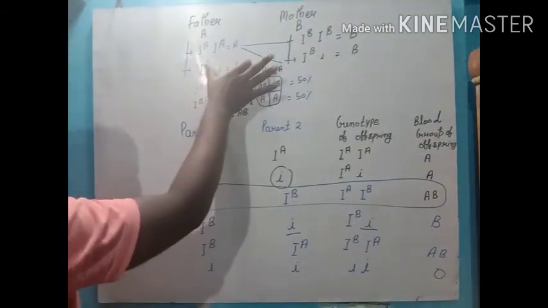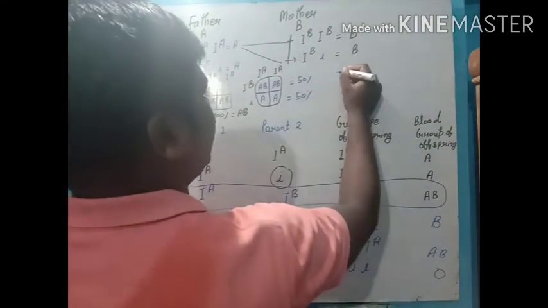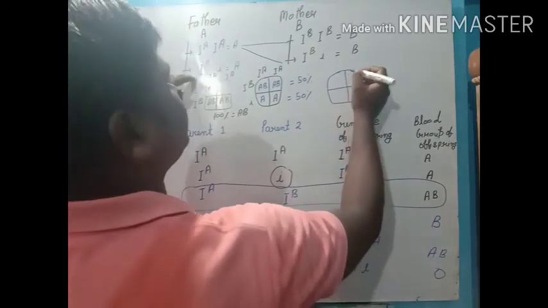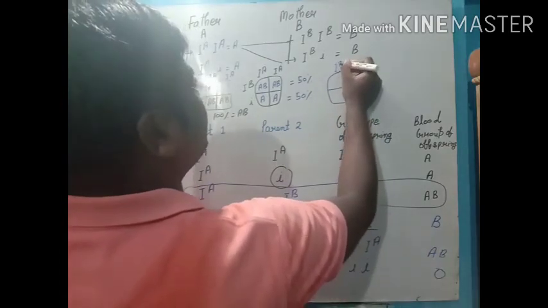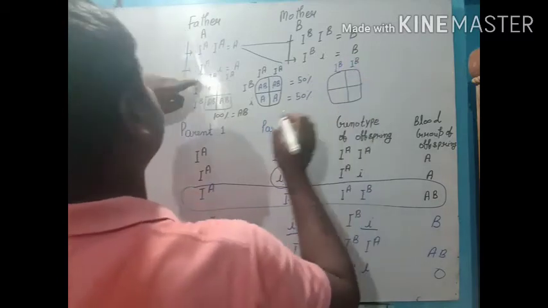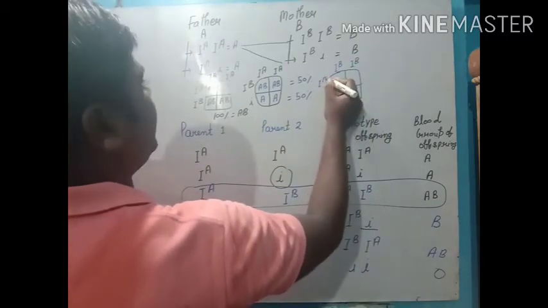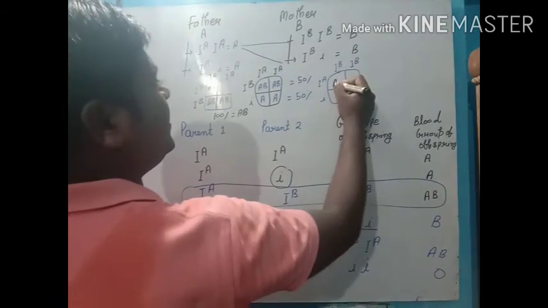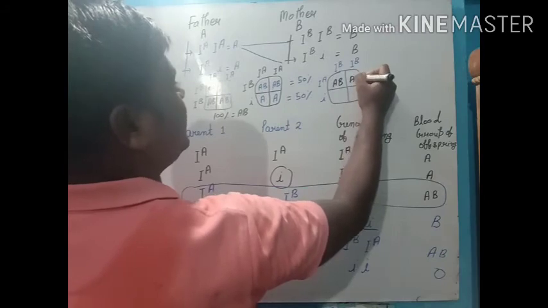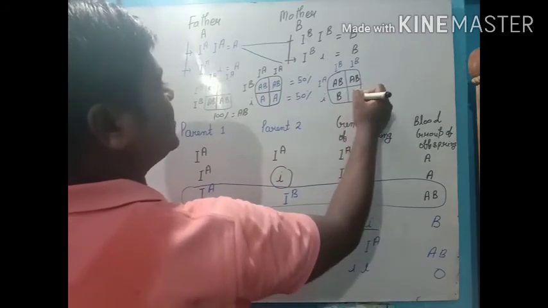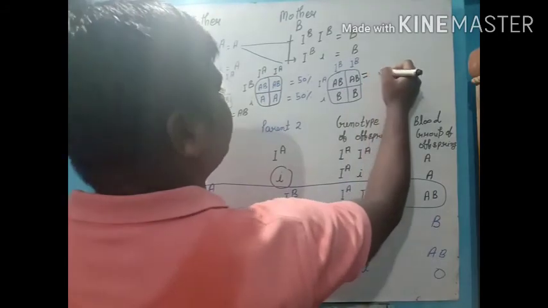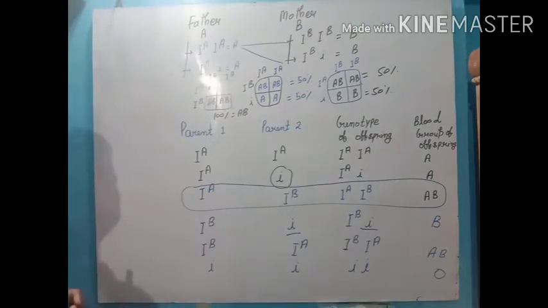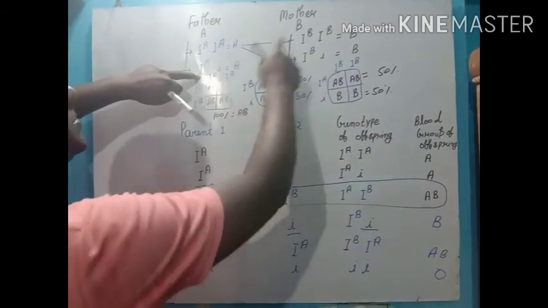Now we have this one. We have to cross with this one. I am telling you how to calculate the probability. When you practice, you can calculate easily. So focus on that one. Dominant AB. This one is AB. This one is B. This one is B. What do we have? 50% AB and 50% B. That is the cross between this one and this one.